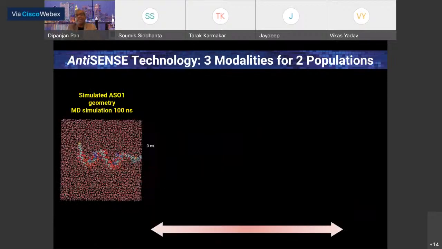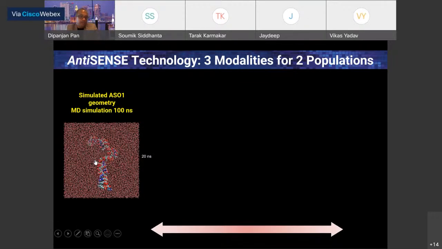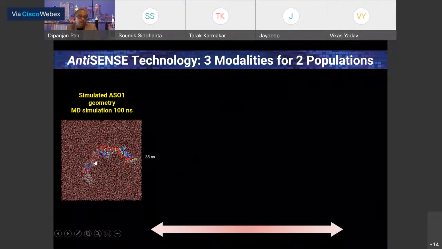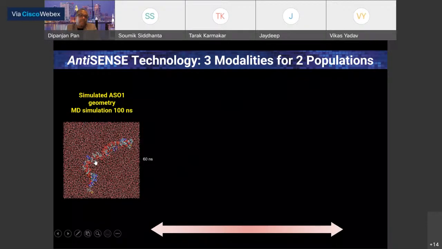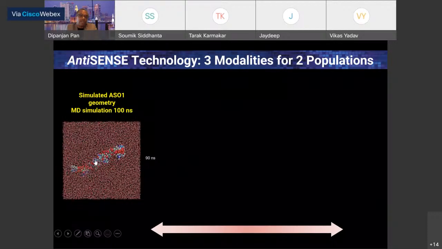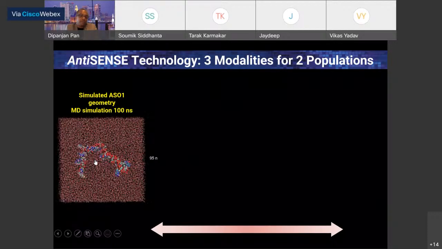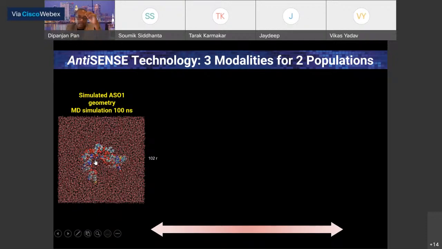So what we have done is applied, and there is a movie, and I'm hoping that this movie will work. Yes, it works, and it shows an MD simulation for 100 nanoseconds of the antisense oligo, one of the oligos, ASO1, undergoing structural changes, and you will see that it forms a loop structure. At 102 nanoseconds, it forms a loop kind of structure, a U-like structure. And this is important because we will come back to that in a second.